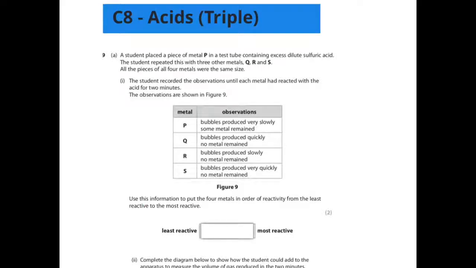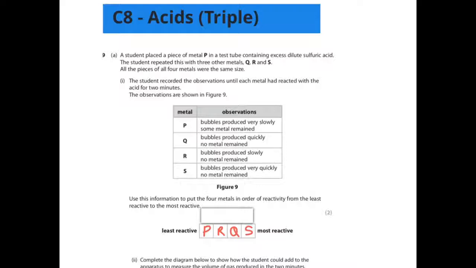So use this information to put the 4 metals in order of reactivity from least reactive to most reactive. This is really easy. You're just looking for the most reactive, which would be the most bubbles produced and no metal remains, or very little, or the metal reacts very quickly and disappears. If you follow that and read it carefully, you'll see it's P, R, Q, S.